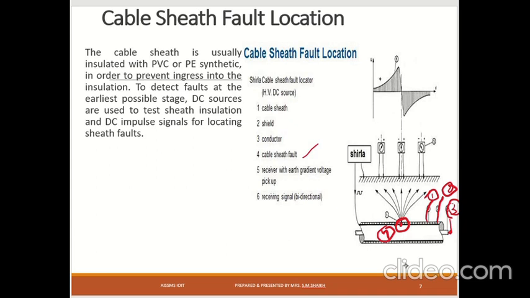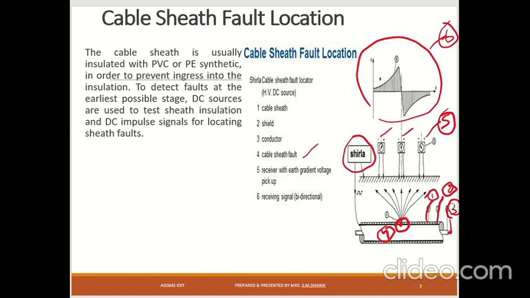Now this 5, what you see over here, these are the receivers, right, with earth gradient voltage pickup. So these 3 are the receivers that you can see over here, and this signal shown in this figure is your receiving signal, which is bidirectional, which you are getting from the device. Now this is a typical Shirla. This is the device which is injecting the signal into this cable sheath over here.